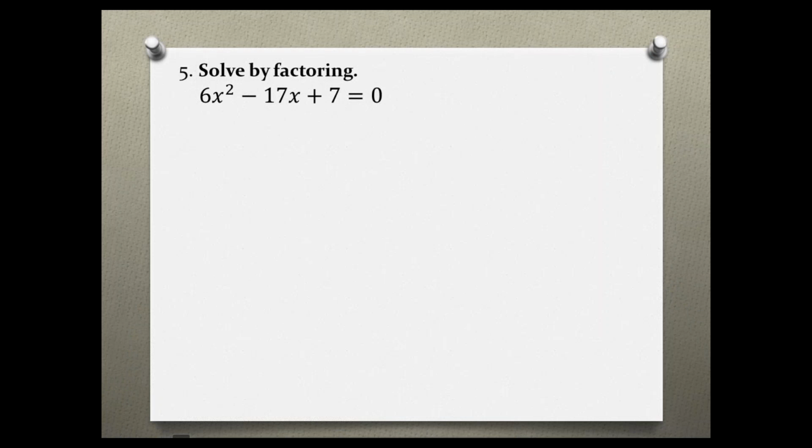Problem number 5. Solve by factoring. We have 6x squared minus 17x plus 7. So this is a trinomial, and following the rules to factor, we first look for a greatest common factor, which in this case they don't have. 6, 17, and 7, there's nothing in common, as well as the x. The last one doesn't have an x.